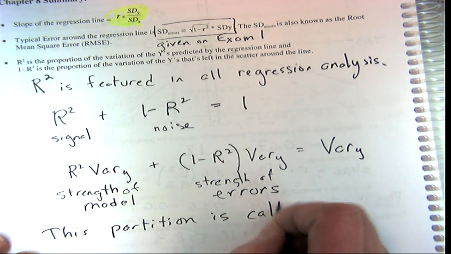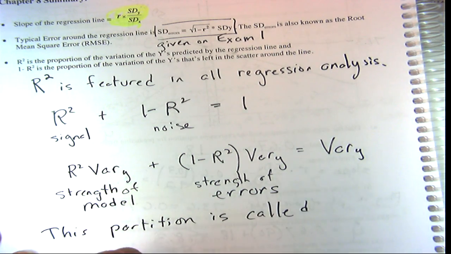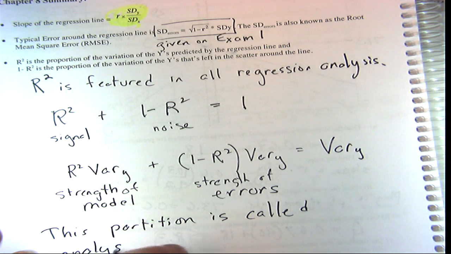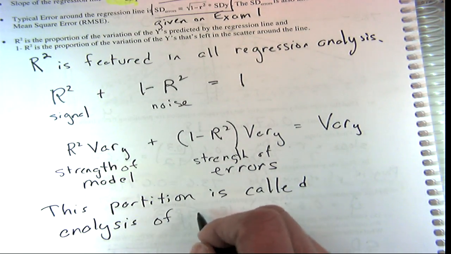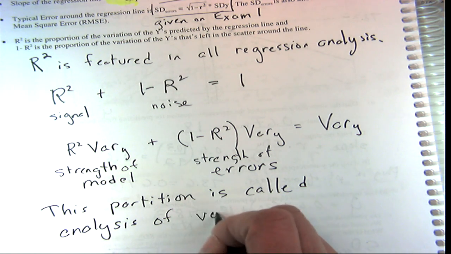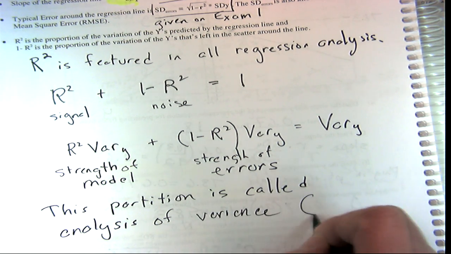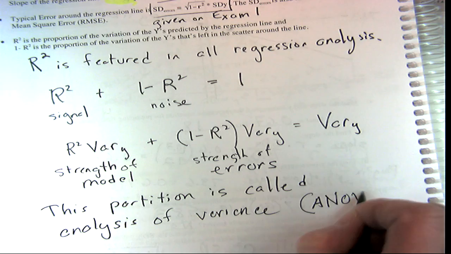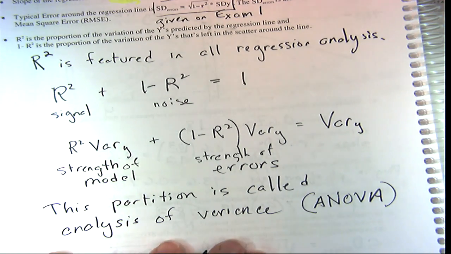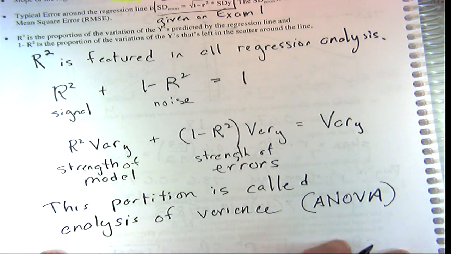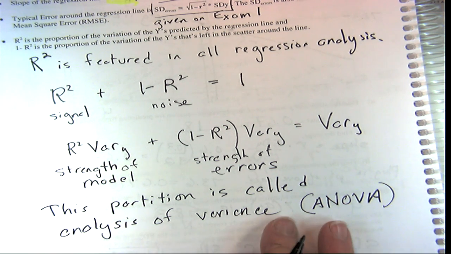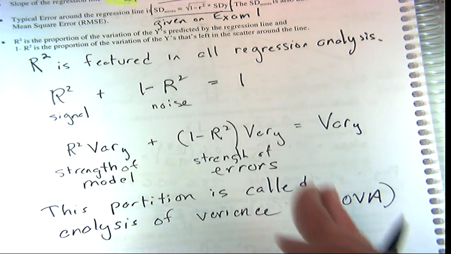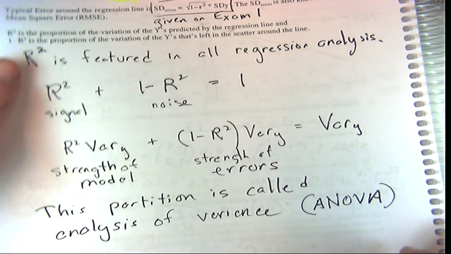is called analysis of variance, abbreviated ANOVA, and it's going to be the way that we analyze the strength of our linear models throughout the course. So I just wanted to give it to you right away.